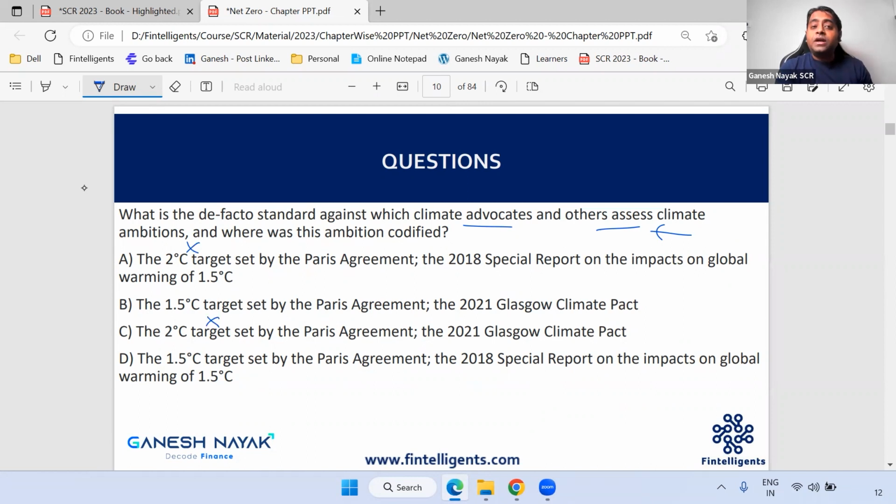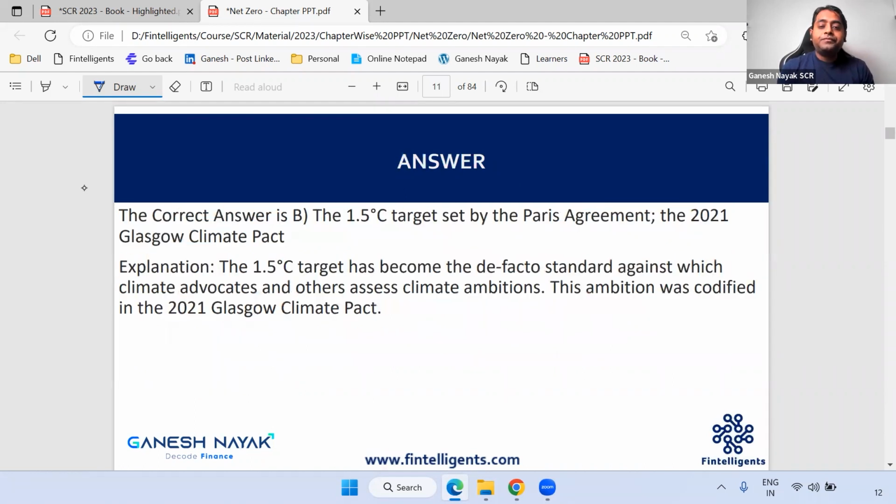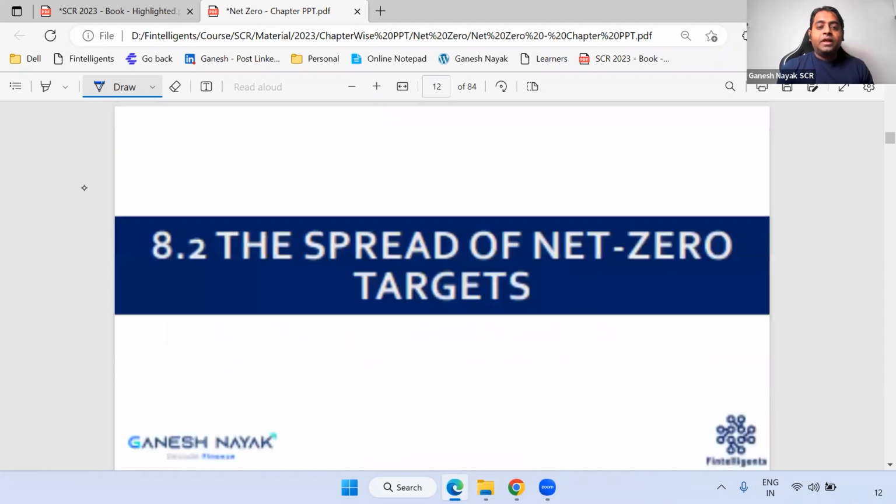B talks about the target of 1.5 degrees Celsius was set at Paris, the 2021 Glasgow Climate Pact, or was it the 2018 special report on impact of this? I think this B should be it, because this was the pact where it was included in the document. The word is codified. It was codified in the 2021 Glasgow Climate Pact. The special report was just giving information, but every country came down to writing it in that Climate Pact meeting. That is why this is the answer.